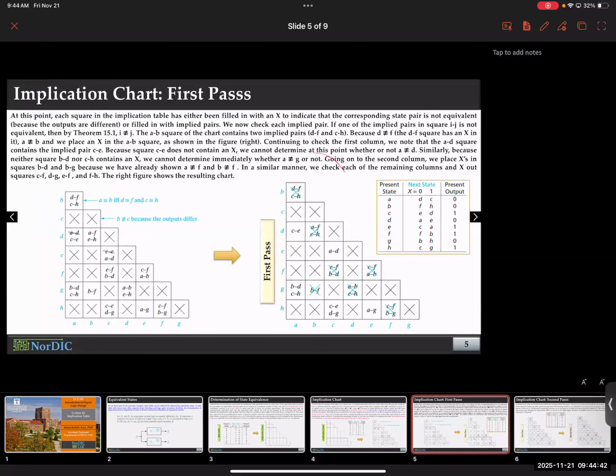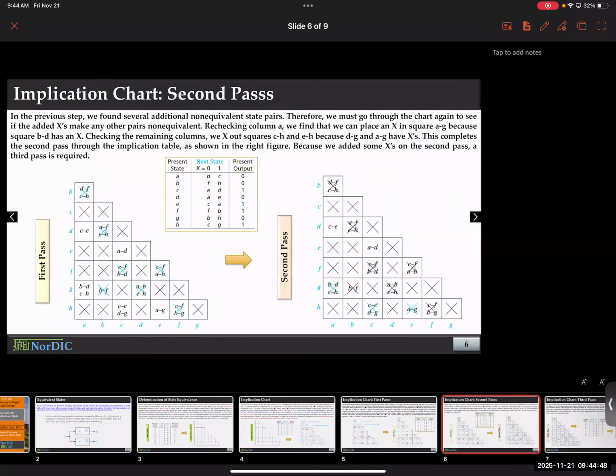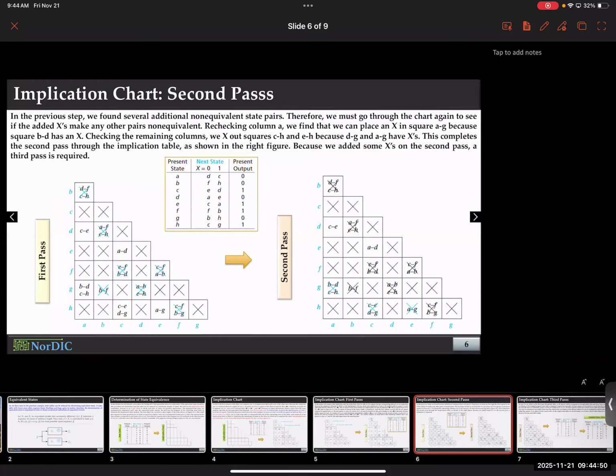Now, let me show you one thing here. Okay, let's move to the next. This is where we have the second pass. So this is what you get after crossing out those sections. This is what we got after the first pass. Notice this is cross, this is cross. I'm gonna make them prominent so that they're visible. Cross, cross, cross, cross, cross.